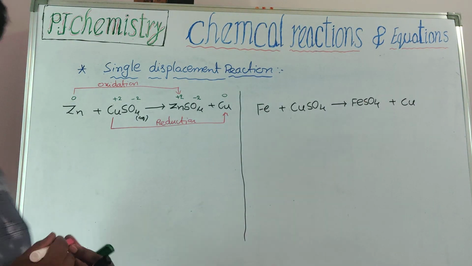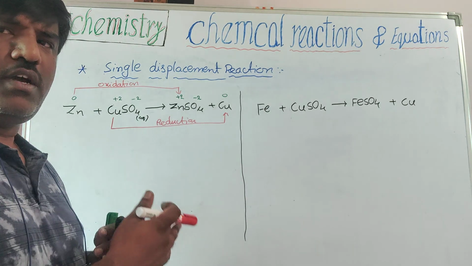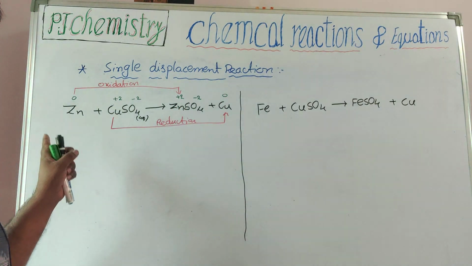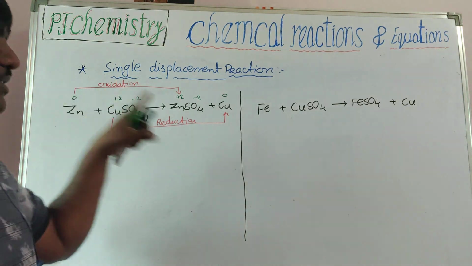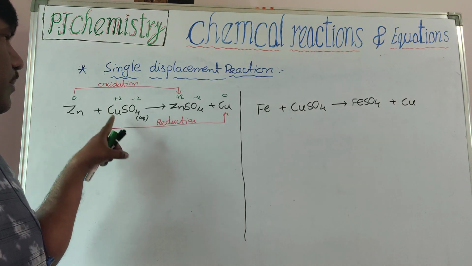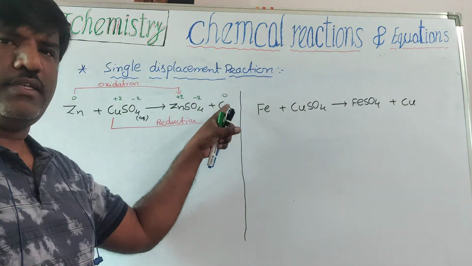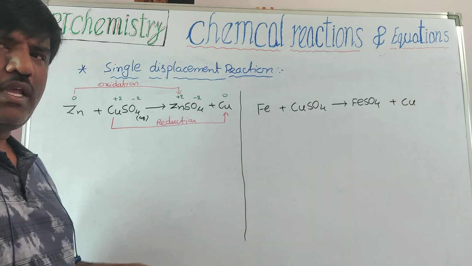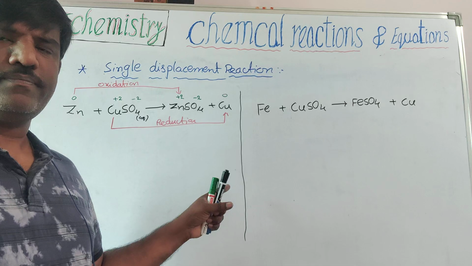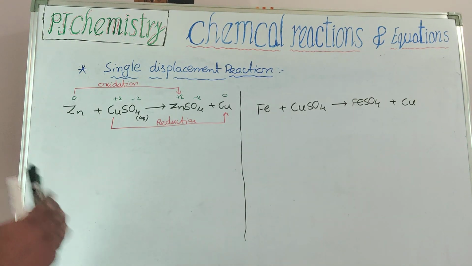Okay, so one element and one compound displace each other, forming again a compound and an element. The element on the reactant side is increasing on the product side, and the element in the compound on the reactant side is going to decrease in oxidation number. So like that, oxidation number changes in every reaction. All displacement reactions are redox reactions.